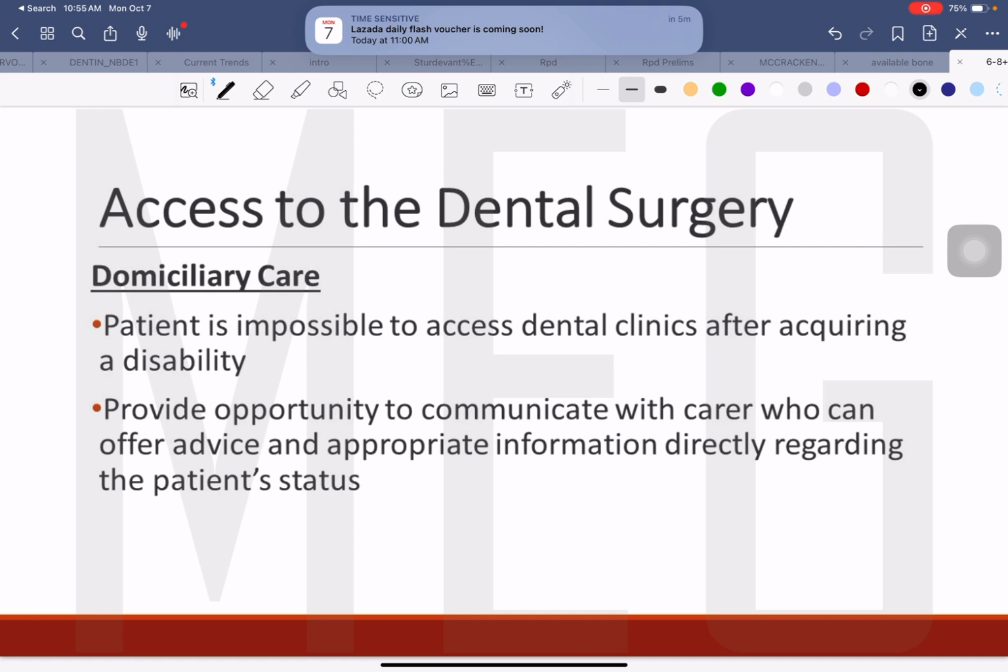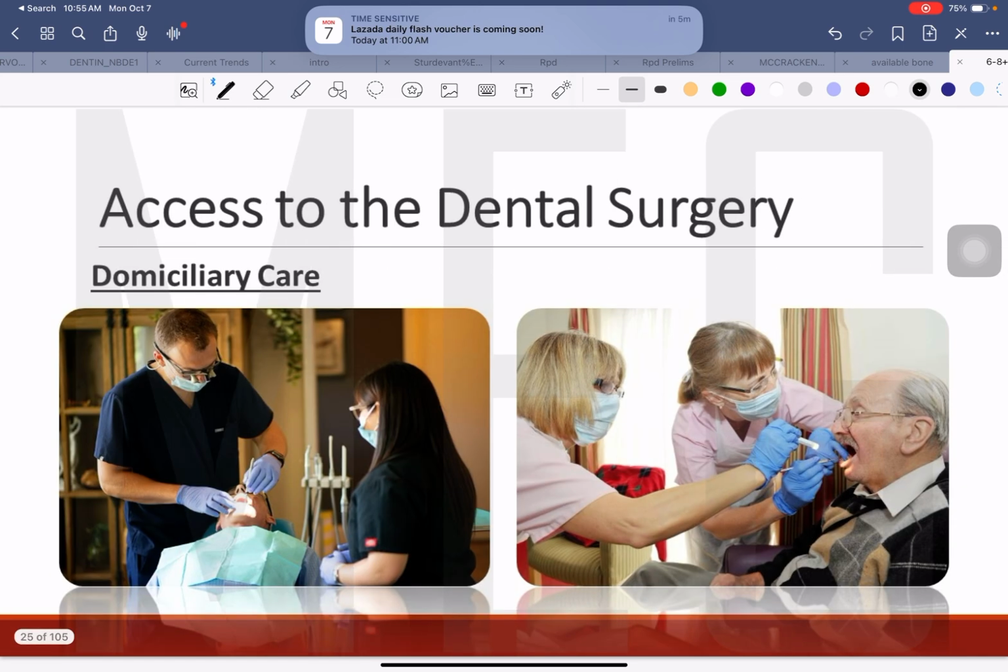Access to dental surgery, especially for domiciliary care. When we say domiciliary care, this is where it is impossible for the patient to access dental clinics after acquiring a disability. Most likely, these are your elderly, yung mga bedridden or those who are already in institutions. To provide opportunity to communicate with the carer who can offer advice and appropriate information directly regarding the patient's status. So for domiciliary care, we can do things at their home. But you have to know what are the things that you will be doing at home. Remember, we bring dentistry to their homes, for those patients only who cannot go to the dental clinic.